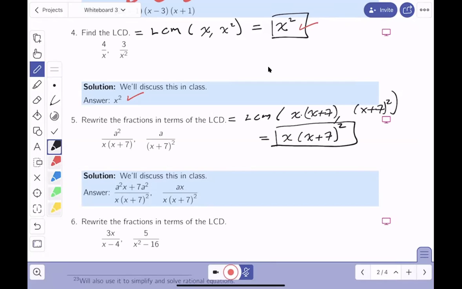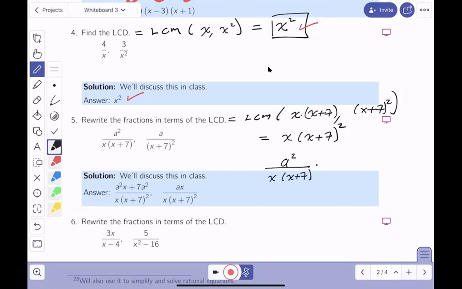So this now is my answer. Whoops, it's not the answer. I've got to back up. I didn't read it. What did it say? Rewrite the fractions so they both have the LCD. So what I've got to do over here is rewrite these fractions. Let me do that for you. The first fraction is a squared over x plus 7.